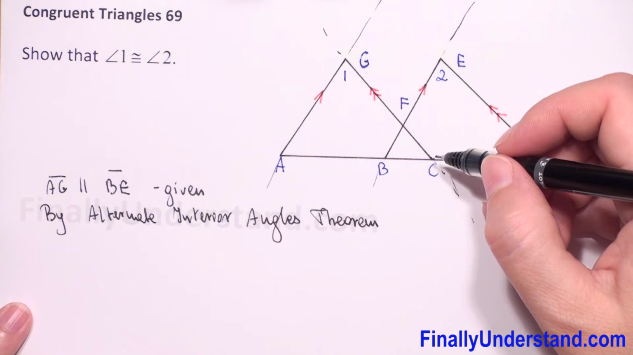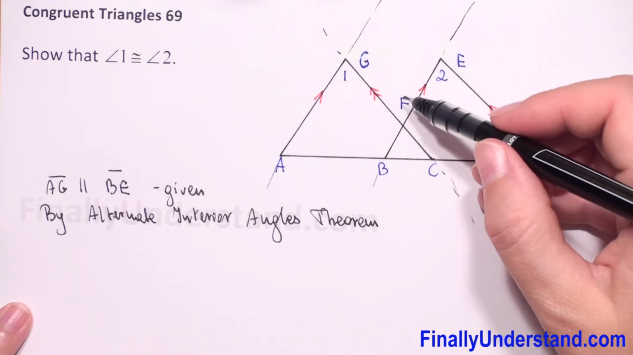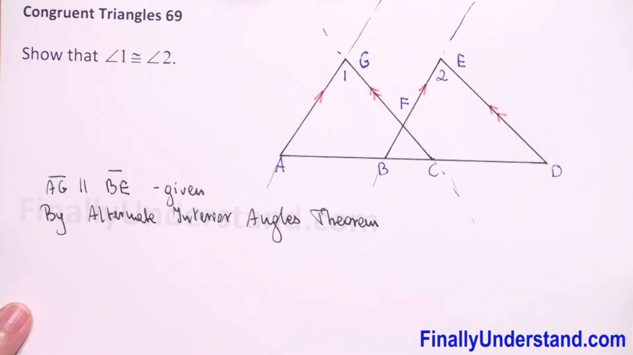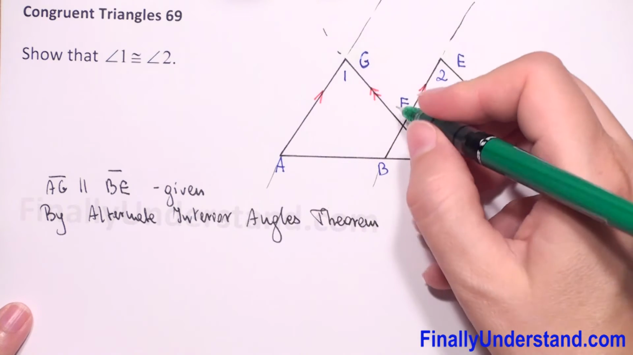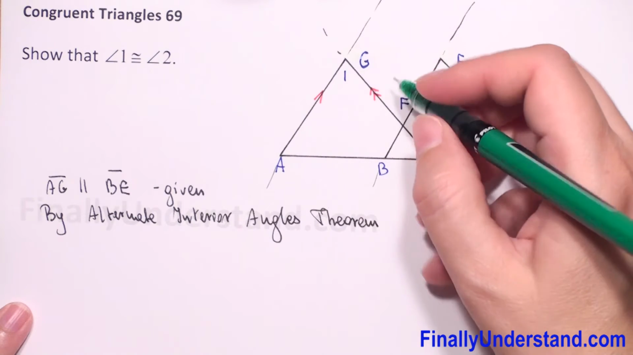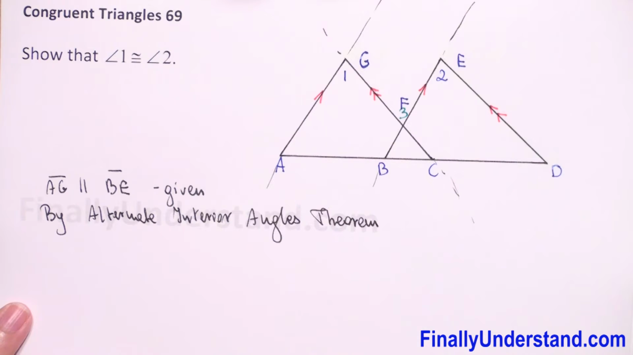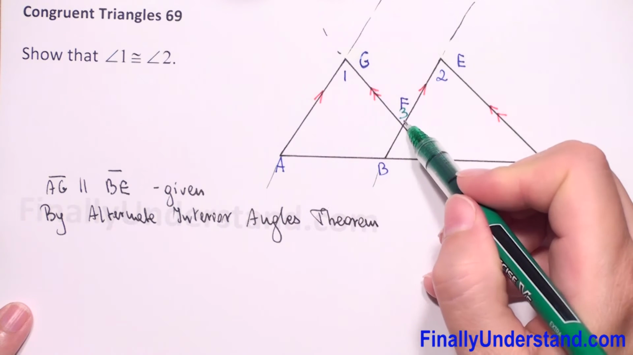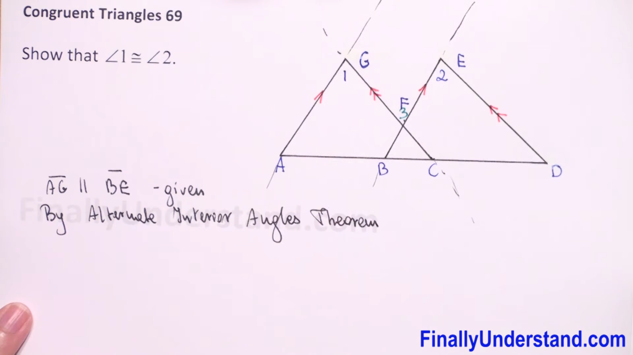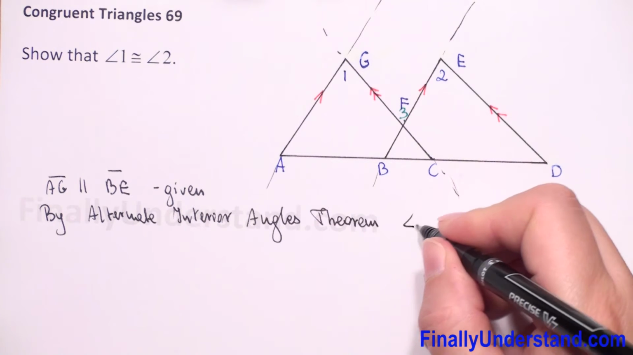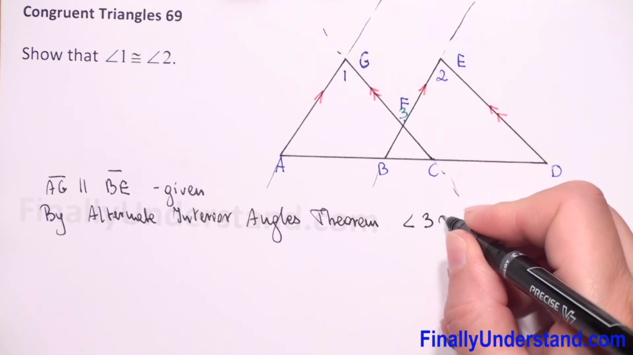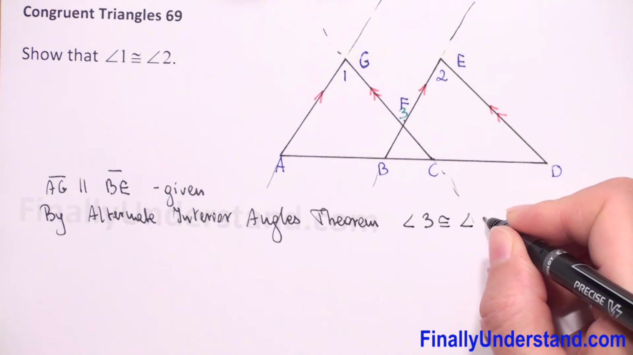So we can write that angle, let's put that here is angle. Here we have 2, so let's put that here is 3. Angle 3 is congruent to angle 1. We can write, we had that angle 3 is congruent to angle 1.